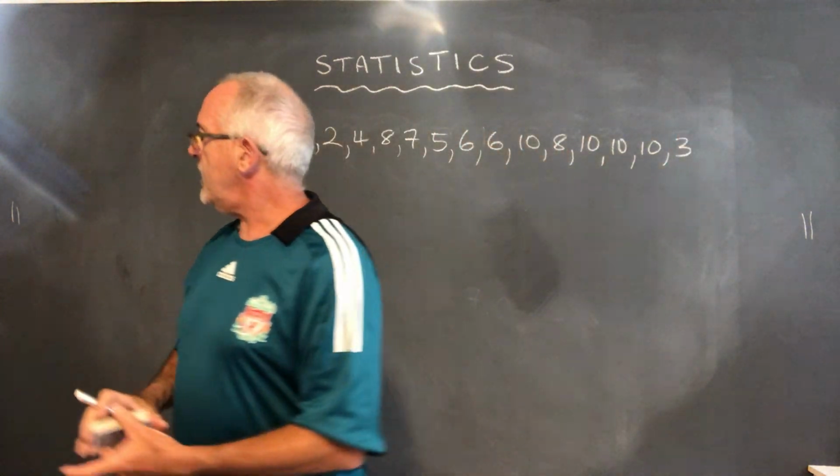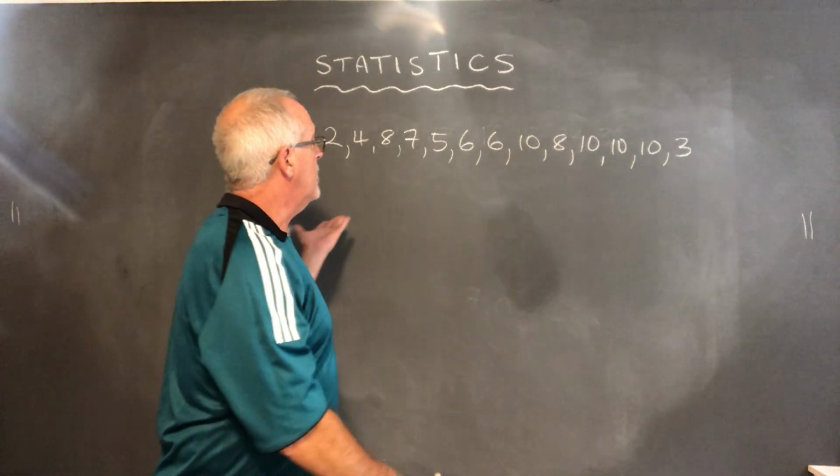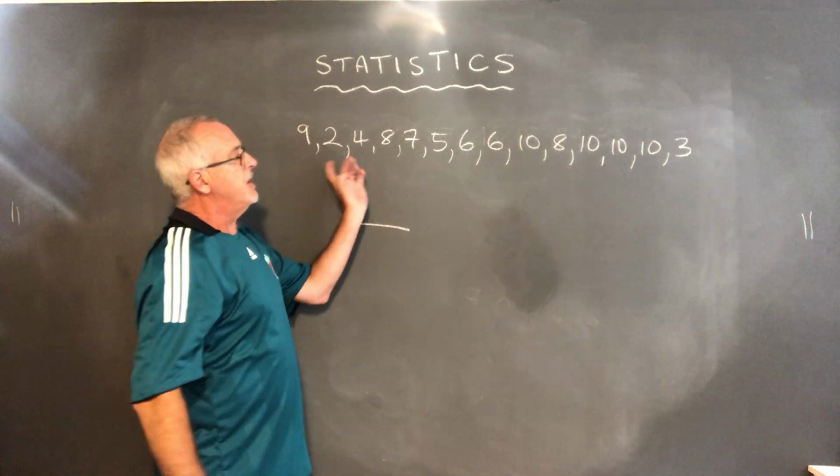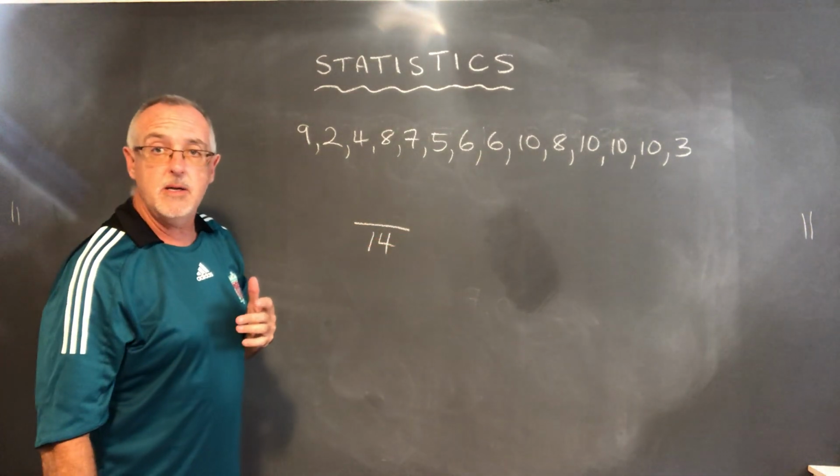Okay. So it's that easy to come up with a bunch of data. And now we can calculate the mean. The mean is going to be the total of all those numbers divided by how many there were. And how many there were is 14.